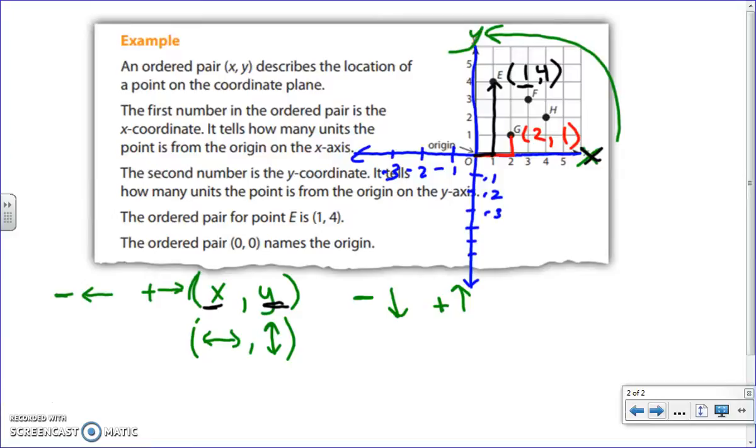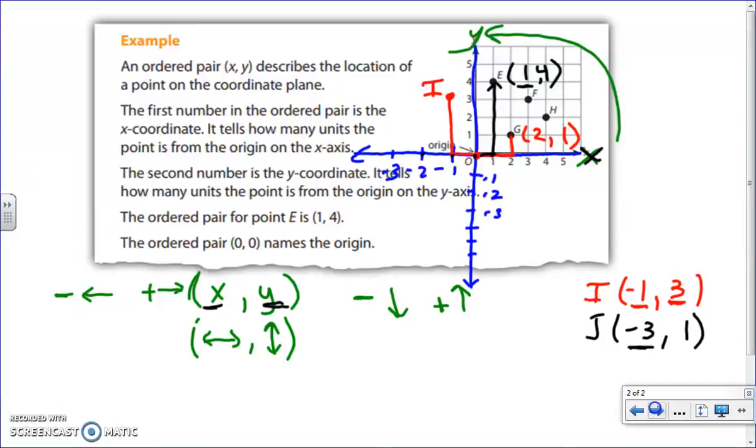Someday, in the near future, you will have to graph points like, we're going to call this point I. Point I is at (-1, 3). Starting at the origin, I would go left 1 in my x direction, and up 3 in my y direction towards positive 3. That's where point I would be. Point J, (-3, 1), would be 1, 2, 3 in the negative x direction, and 1 in the y direction. Again, positive 1 in the y direction. So that would be point J.